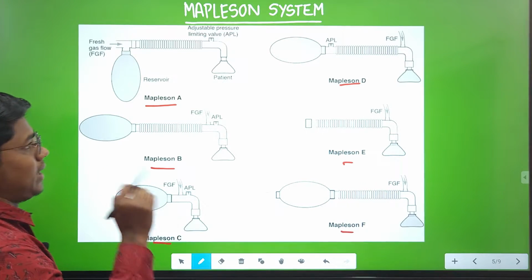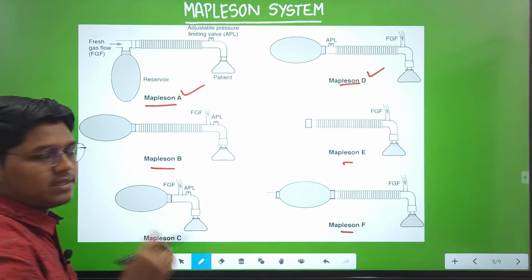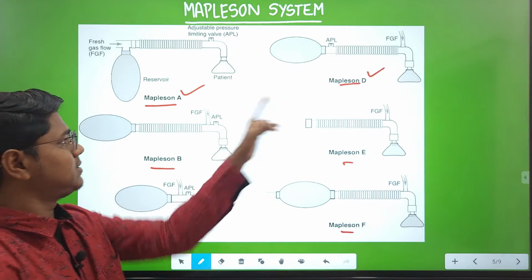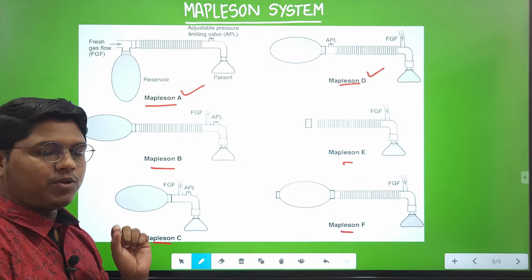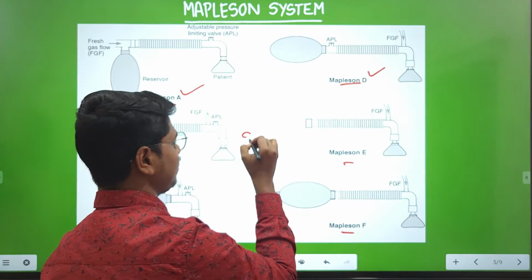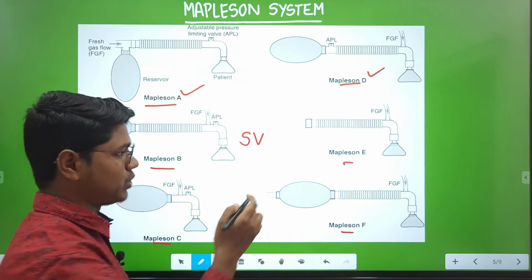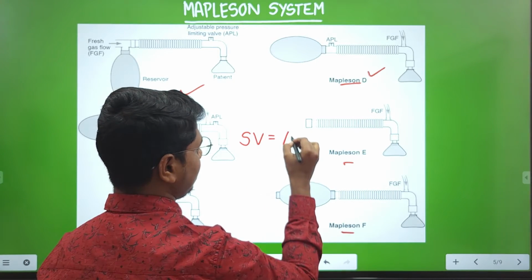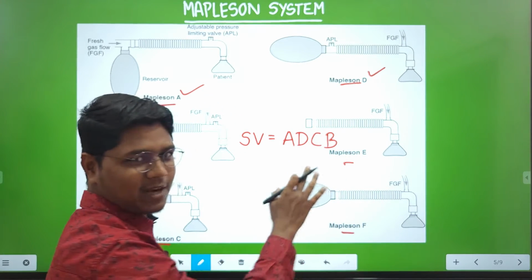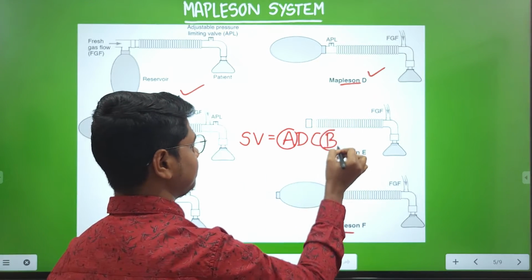One more thing we will be discussing, A and D. If someone asks you to arrange A, B, C, D, whether they can be used for spontaneous ventilation or controlled ventilation. If you are using for spontaneous ventilation, from the best to worst, remember, all dogs can bark. All dogs can bark. Best will be A. The worst will be B.